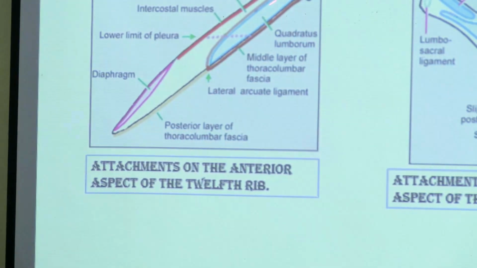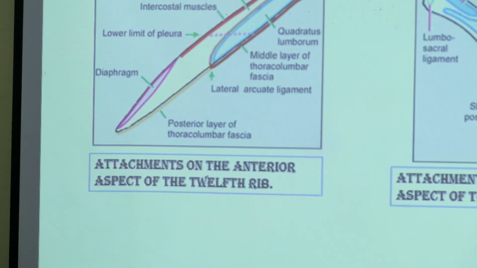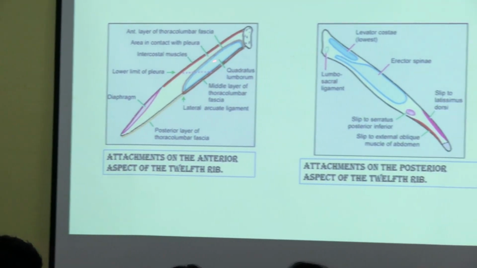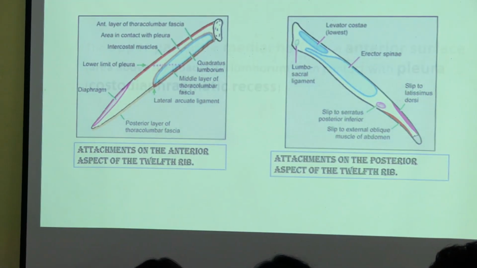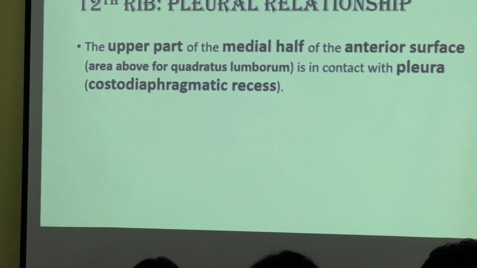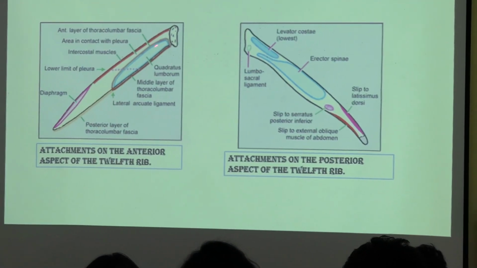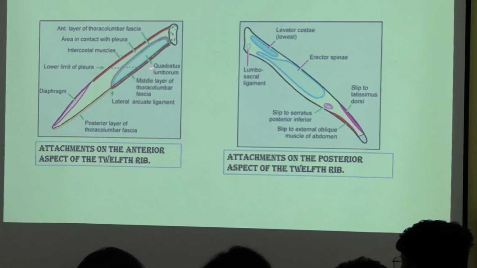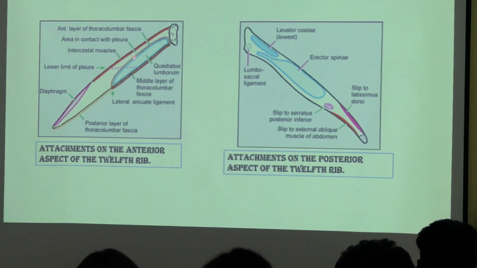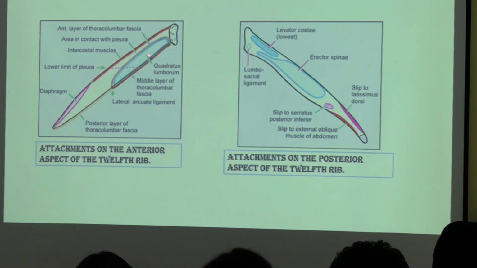So this is the pleural relation, this part between the intercostal muscle and the quadratus lumborum. This area of the 12th rib is in contact with the pleura. See the upper part of the medial half of the anterior surface. So this is the anterior surface, medial part. This part is related to the pleura.